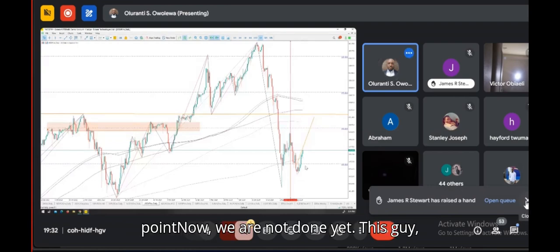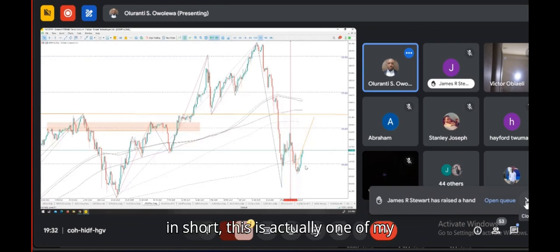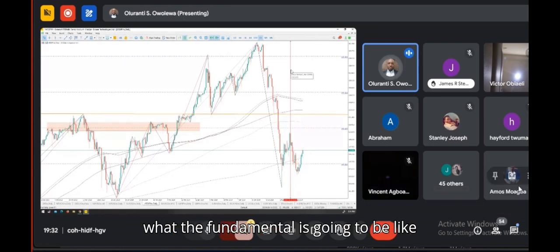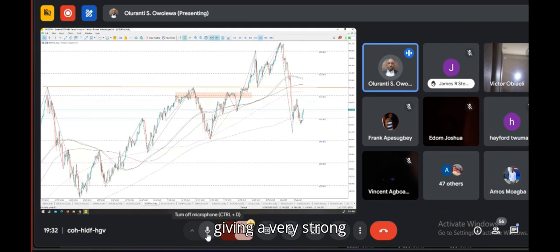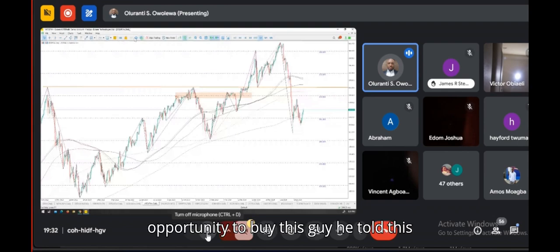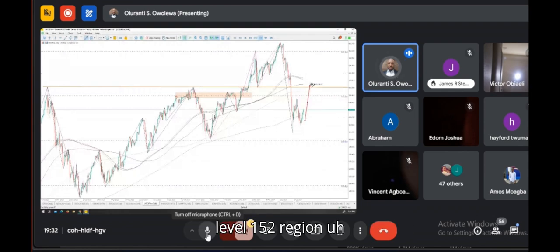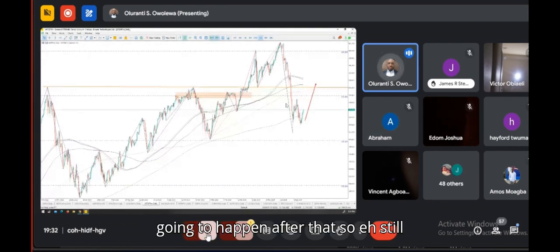Now we are not done yet. This guy, in short, is actually one of my favorite pairs for the week. Even on the fundamentals, I don't need to care what the fundamental is going to be like, because there are some other parameters giving a very strong buy vibe. So I've been strictly looking for an opportunity to buy this guy into this 152 region. I don't want to know what is going to happen after that.